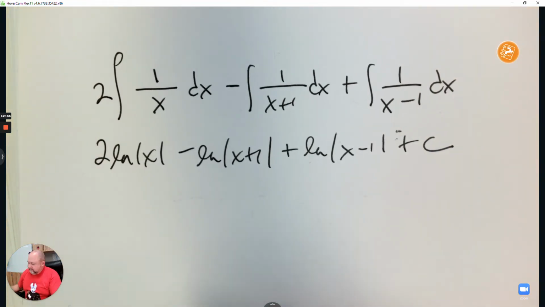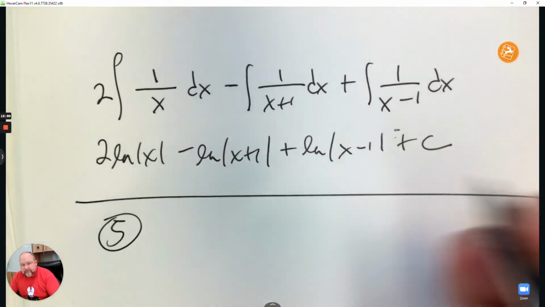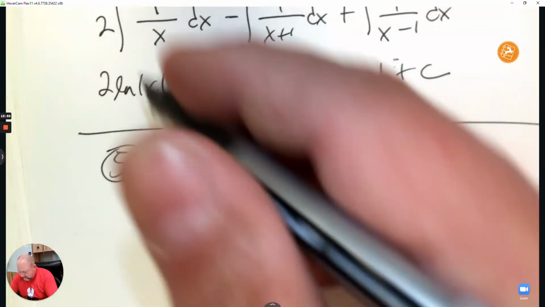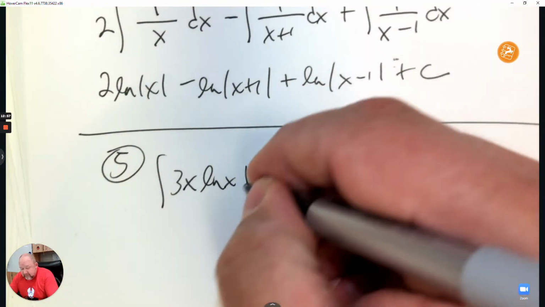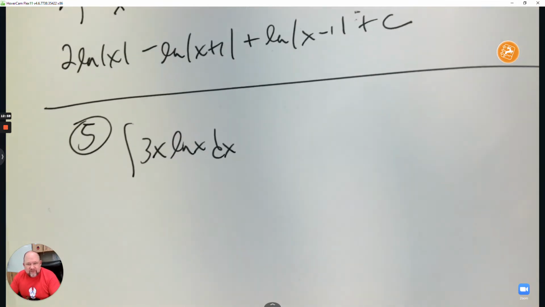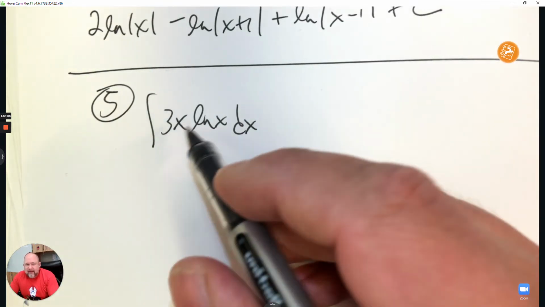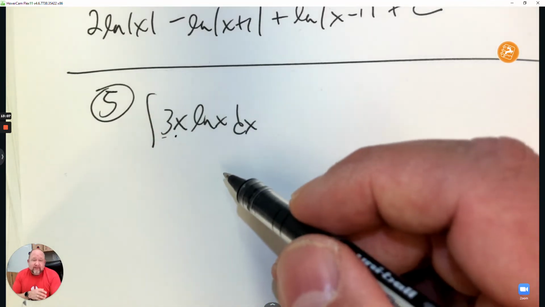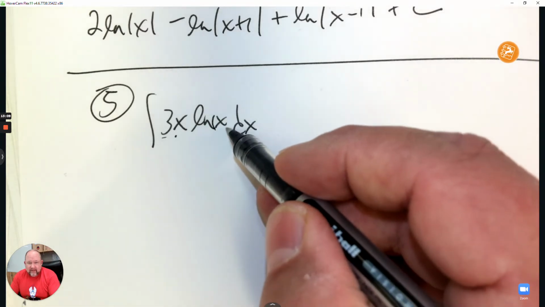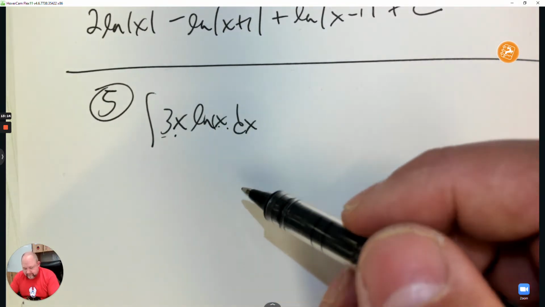Number 5. Integrate 3x ln x. Well, I know it's not partial fractions because we don't have fractions. Done. Different way. If I see 3x times ln x, the hook would come inside the logarithm. It doesn't match. This is going to be by parts.